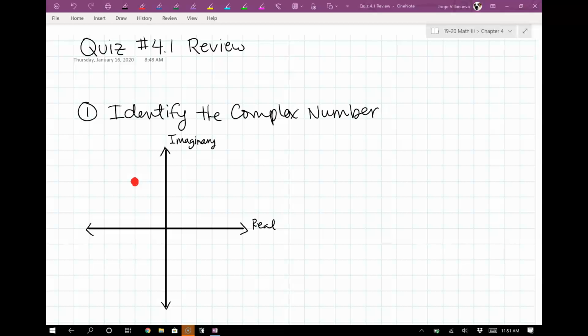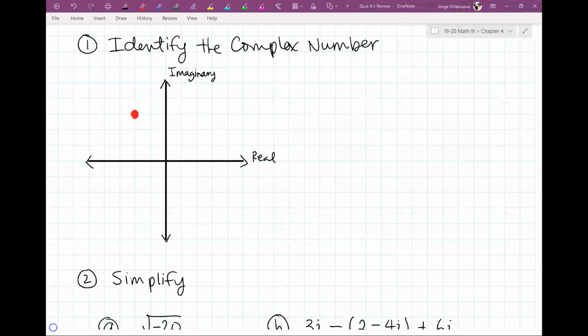Okay, so the very first question that you're going to see in the review tomorrow is something where you have to identify a complex number. Let me see here. Give me a second. Identify a complex number. There's a dot right there.